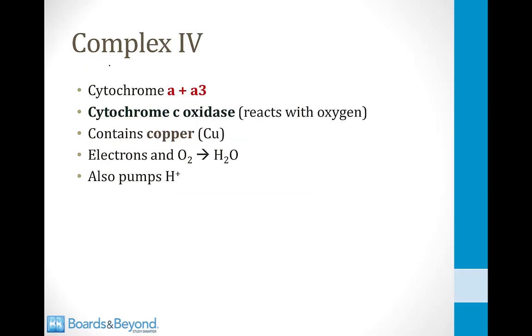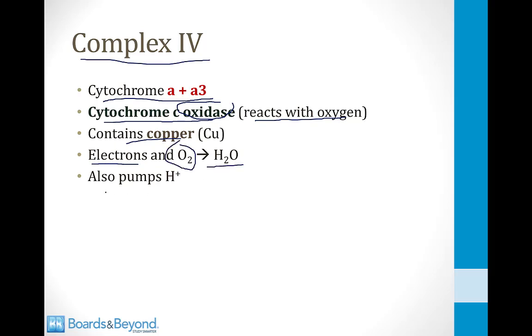So back to the electron transport chain, now let's talk about complex 4. Just like all the other complexes, it has a couple of different names. It's sometimes called cytochrome A plus A3. It's also sometimes called cytochrome C oxidase because it reacts with oxygen and therefore oxidizes cytochrome C. This complex contains copper and it combines the electrons that have come at it from the other elements of the electron transport chain with oxygen, and therefore this is the complex that generates water. It also pumps hydrogen ions into the intermembrane space just like some of the other complexes.